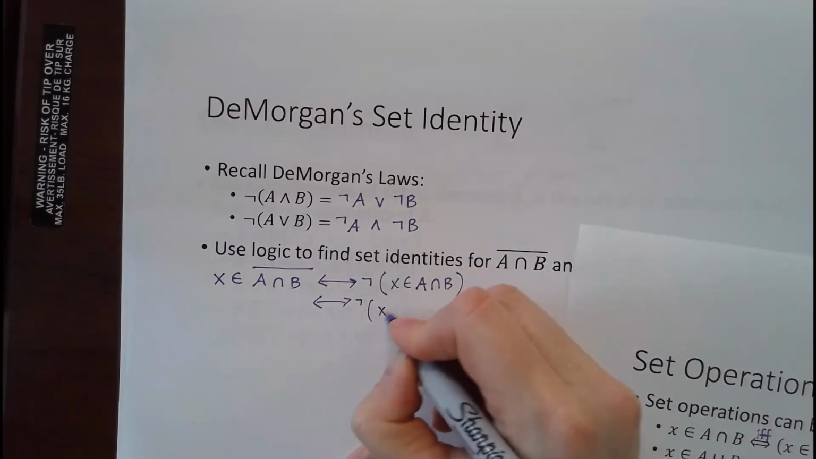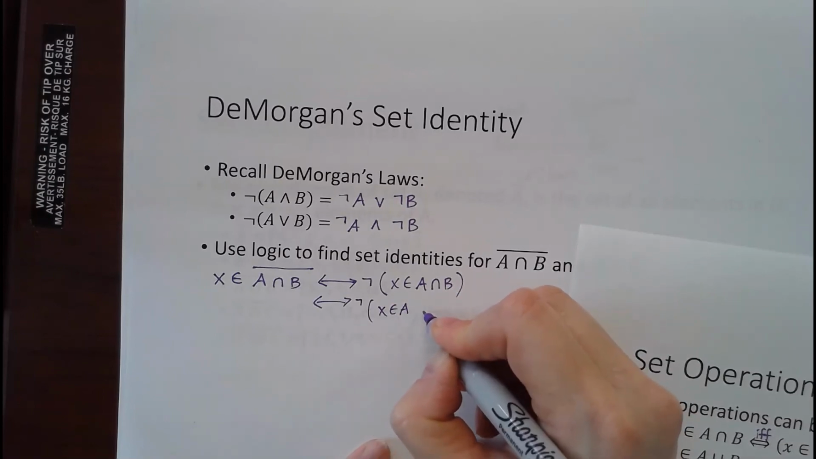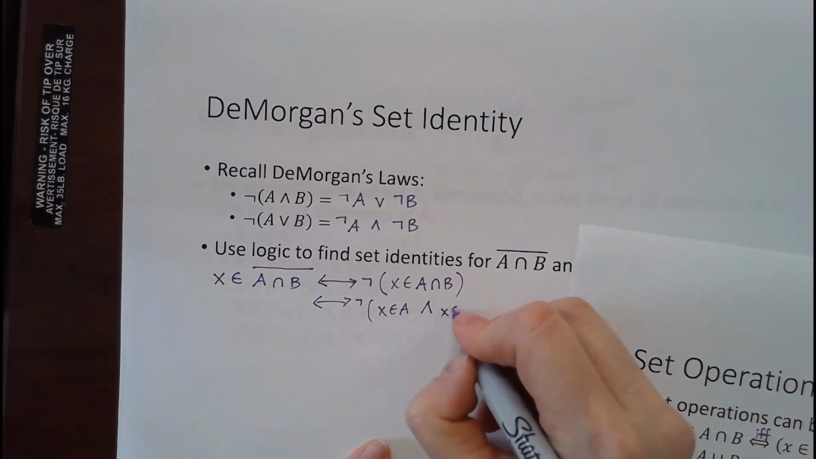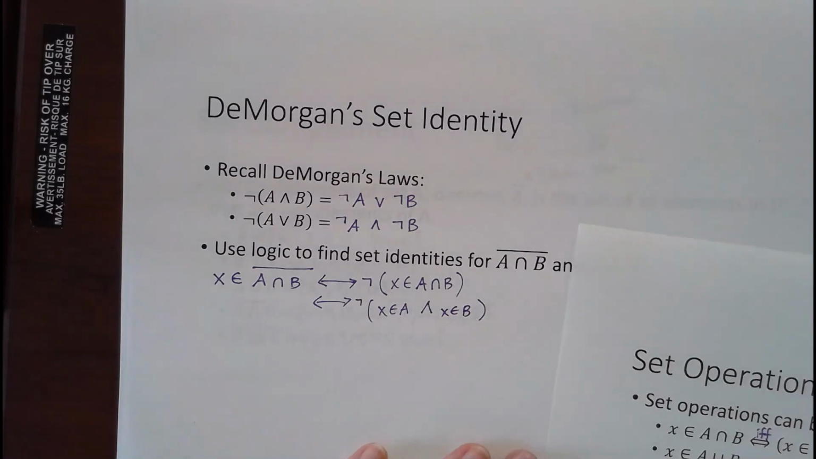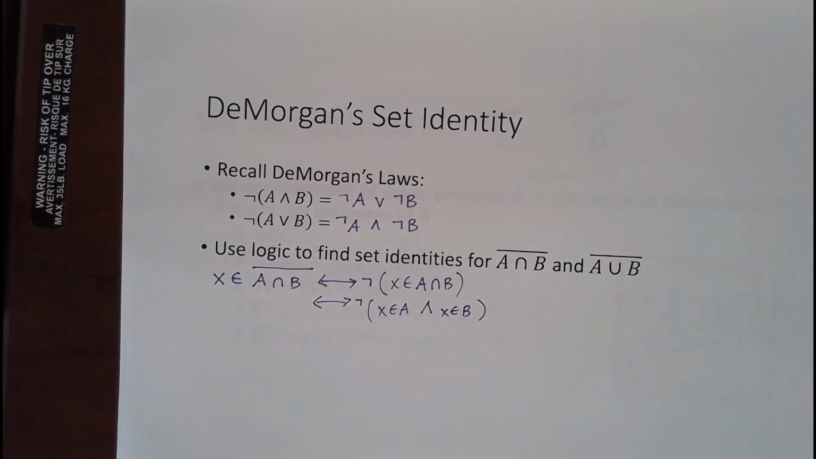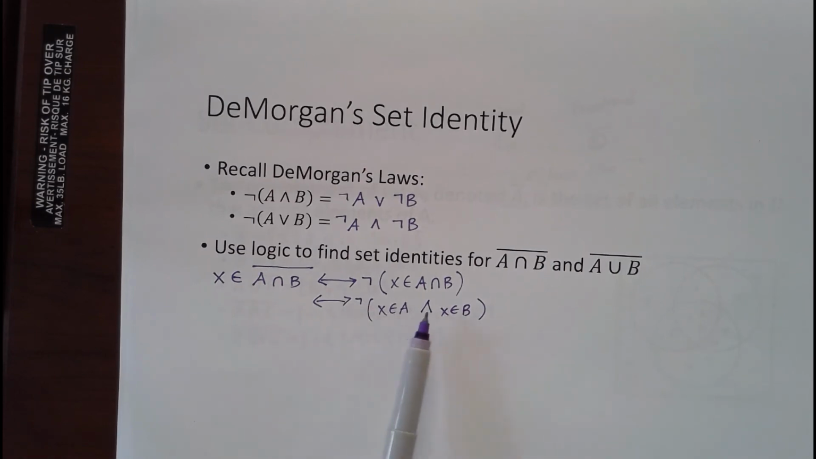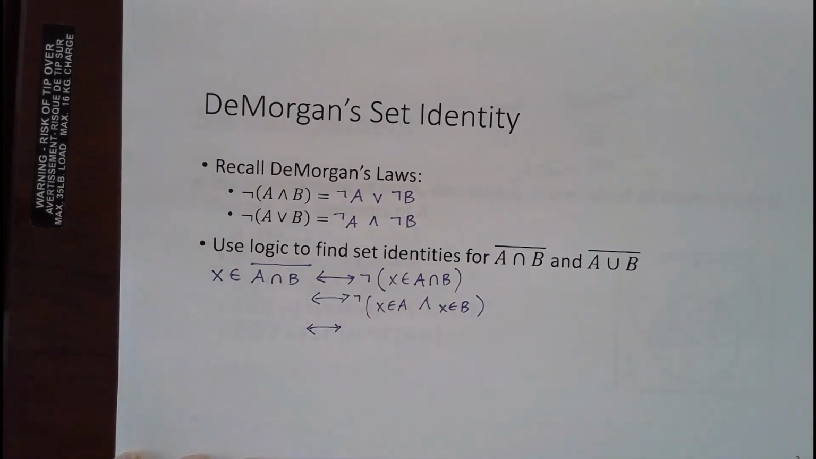So X is in A and X is in B. And now we've changed from talking about a set into completely logical. So we have not, proposition, and proposition. Everything's in terms of logic. And we know how to deal with logic. We just do De Morgan's laws for logic operators.